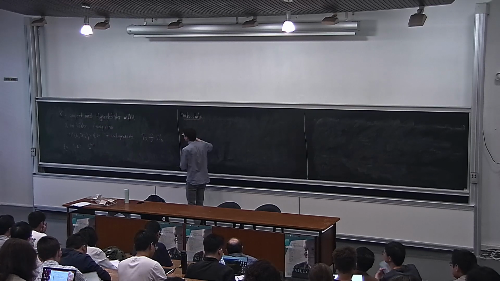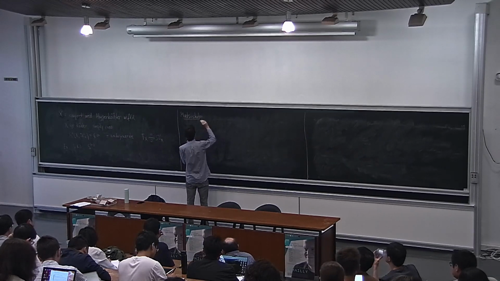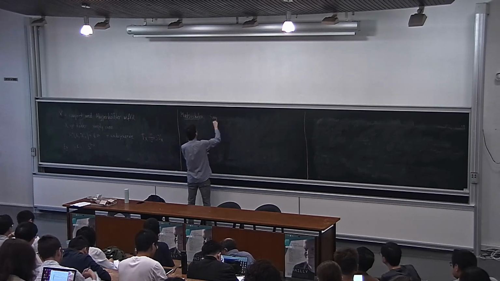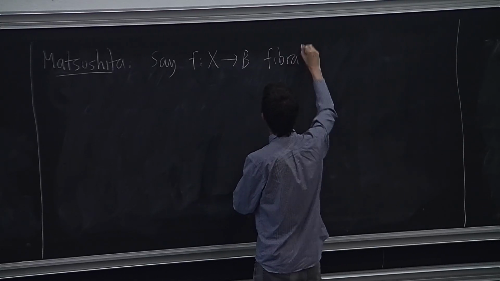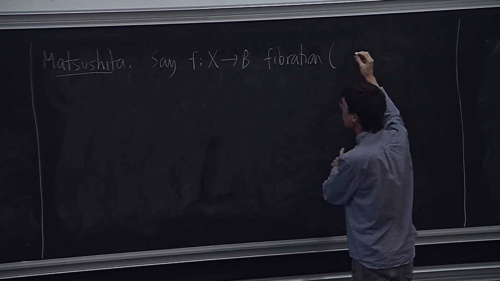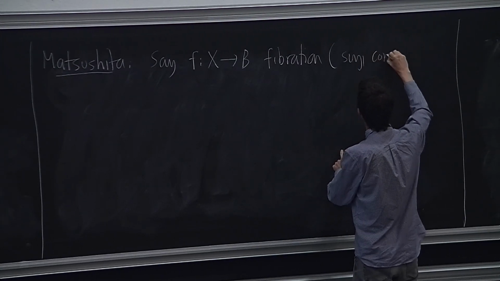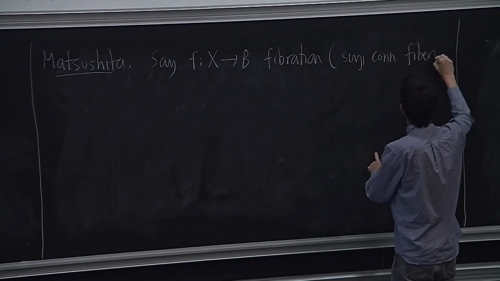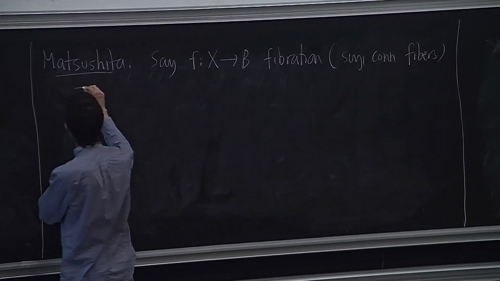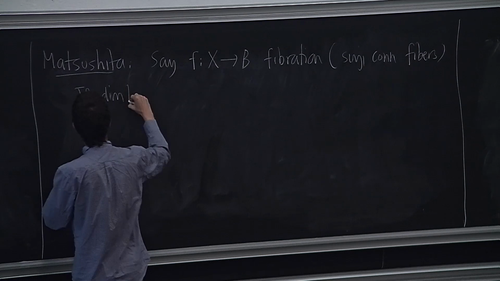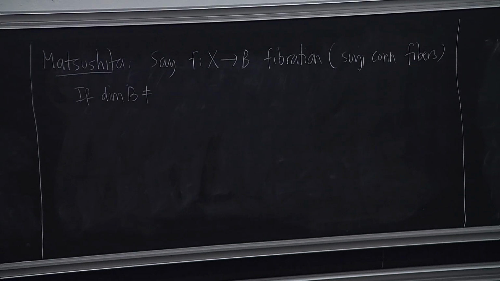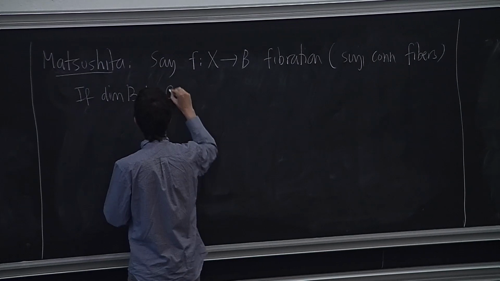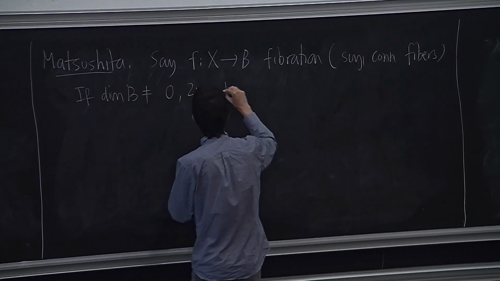So Matsushita showed that these things admit very few maps, only very special maps. So say f from X to B is a fibration, so surjective with connected fibers. And I should say here, the dimension of X is always even, and I'll always call it 2n. And so if the dimension of B is not 0 or 2n, then f is Lagrangian.